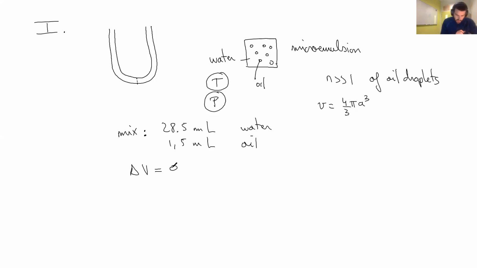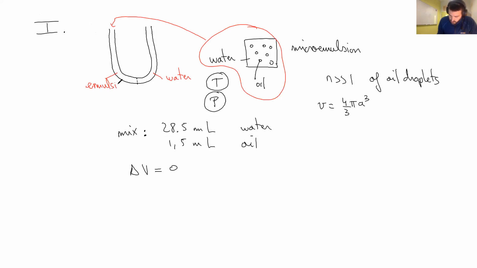And so what we do is that now we take this and we pour it in this container. And on the other side, we put pure water. So here we put pure water, and this is the emulsion. So 30 milliliters each.